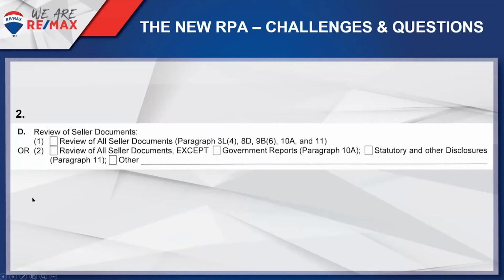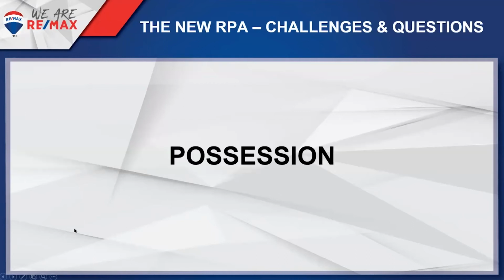As a listing agent, keep in mind that if the buyer removes his investigation contingencies, but does not remove his review of seller documents contingency, he might be able to still bail on a transaction and get the deposit back. That is a separate contingency. So be aware of that. Removing the investigation contingency does not remove the reviewing seller documents contingency.